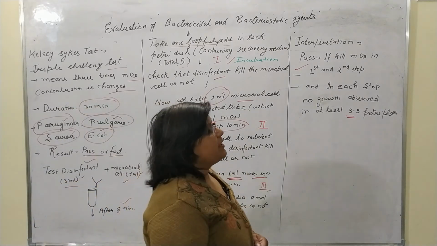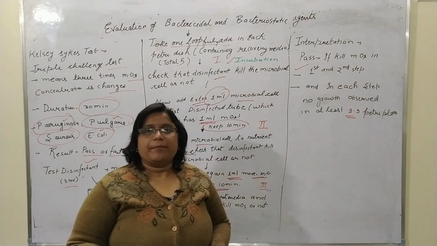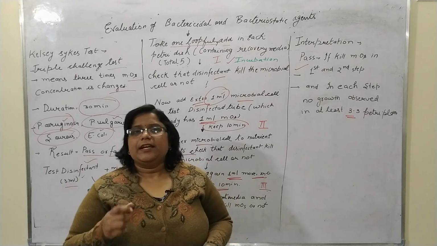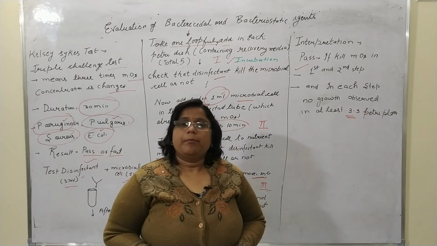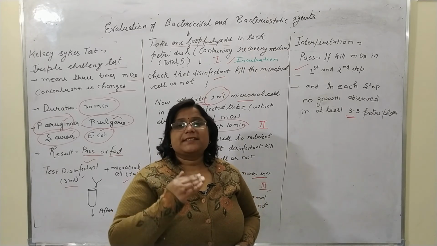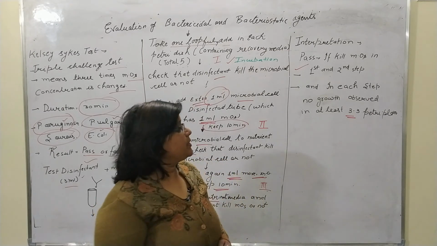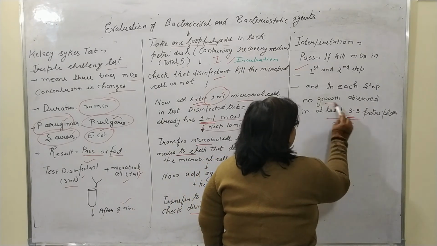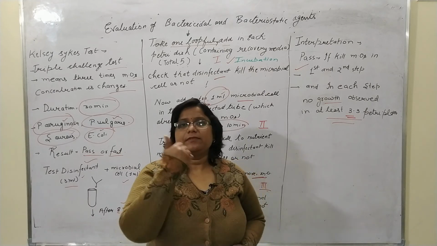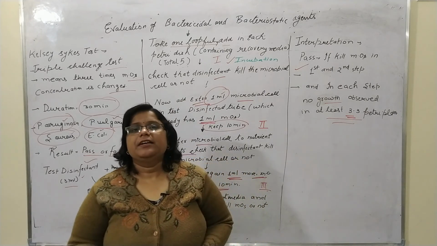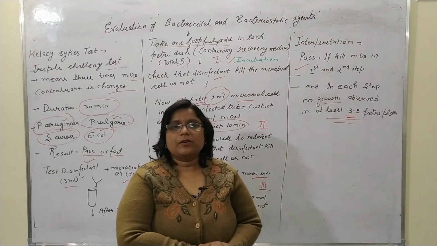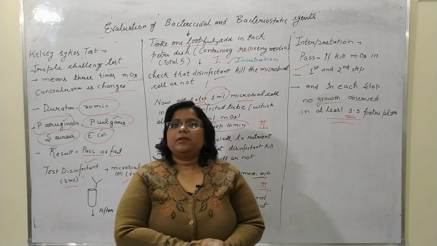Now let us see: if in all three steps all Petri plates have no growth, then it is a pass. But for at least a pass result, in the first and second step at least 3 Petri plates must have no growth. Like that we will pass the given test disinfectant, and if microbial growth is observed in the first stage, then that sample will fail.